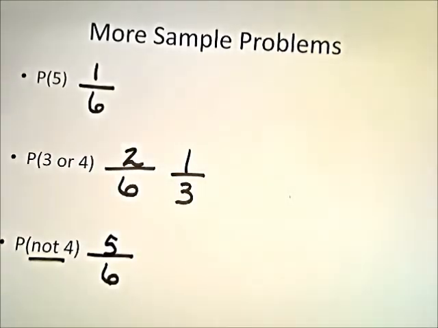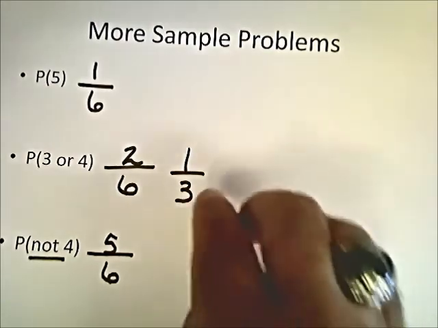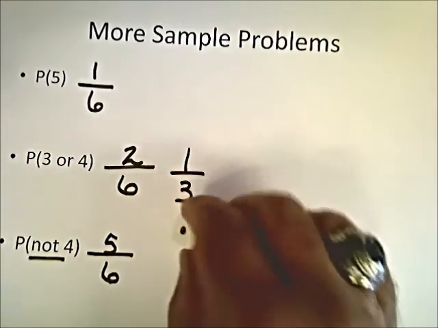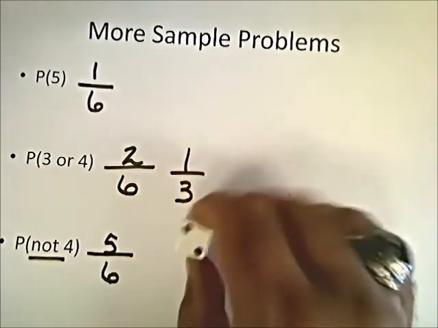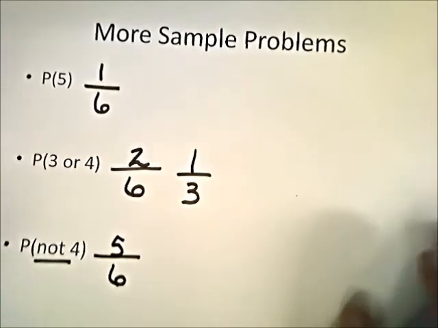We're looking to see what is the possibility of not rolling a 4. What's the possibility of not rolling a 4? So we have a possibility of 6, 5, 1, 3, or 2. And that's 5 possibilities giving us the likelihood that we're looking for. So it's 5 over 6. 5 out of 6 times is the possibility of not rolling a 4.